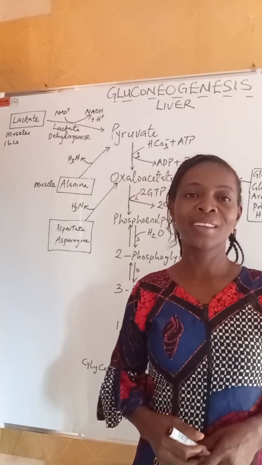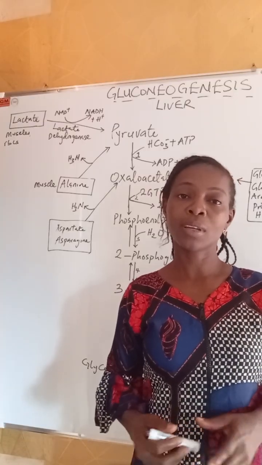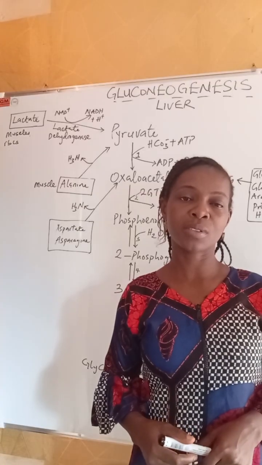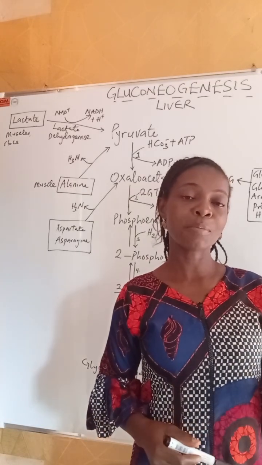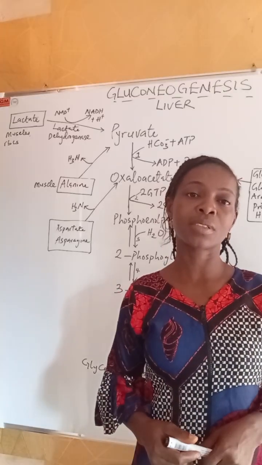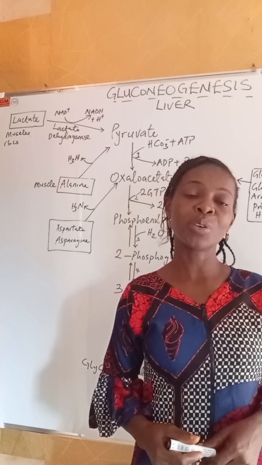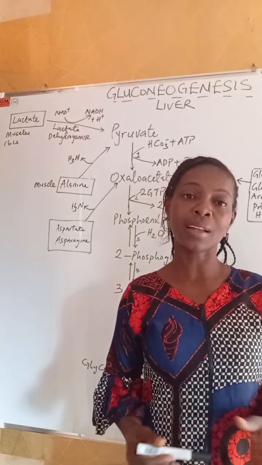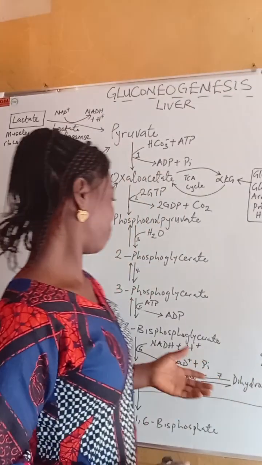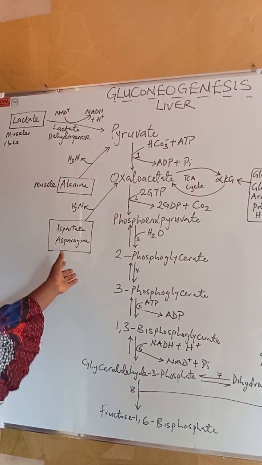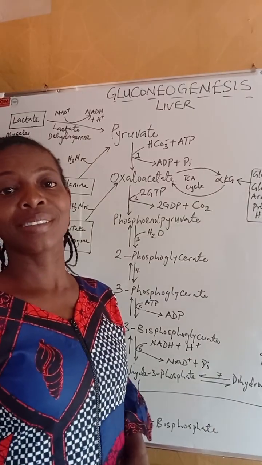Do you know that the body does not rely entirely on carbohydrates for its supply of glucose? The liver and a certain part of the kidney, which we call the renal cortex, can actually synthesize glucose from non-carbohydrate sources like lactate, glycerol, and even from glucogenic amino acids like alanine, glutamate, asparagine.